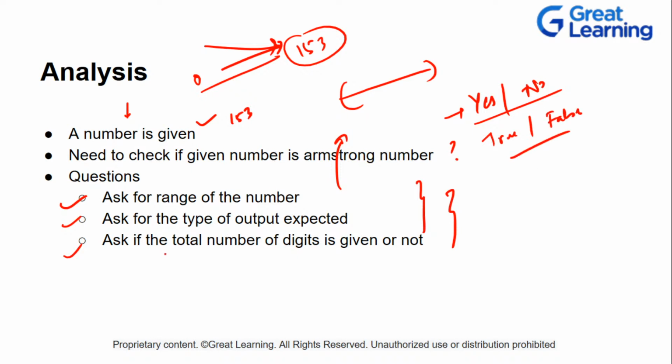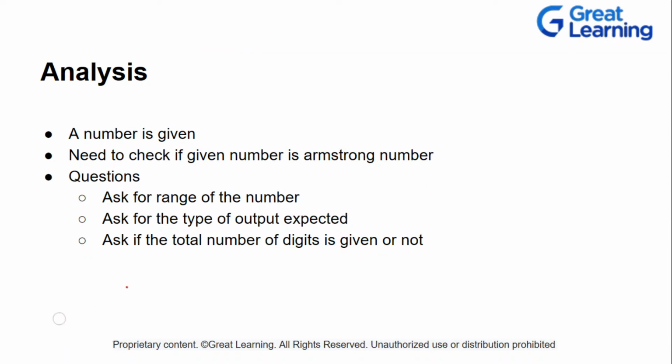And then the total number of digits is not given. Is it given or not? Let's suppose this is 153. If I'm giving you that the number of digits is 3, that means your problem... Okay, yeah, this is the first step, right? This is the first step. If you want me to repeat, I will repeat again.